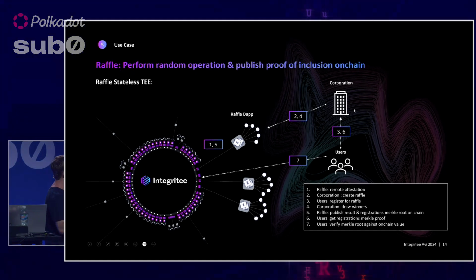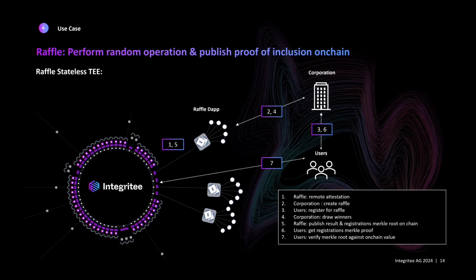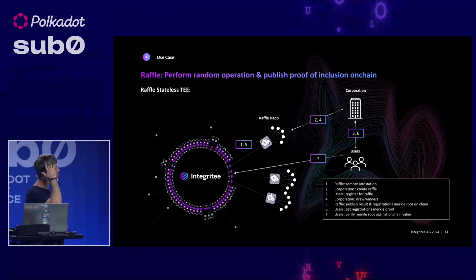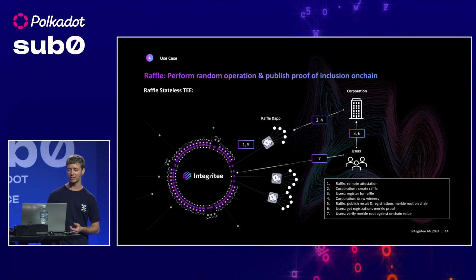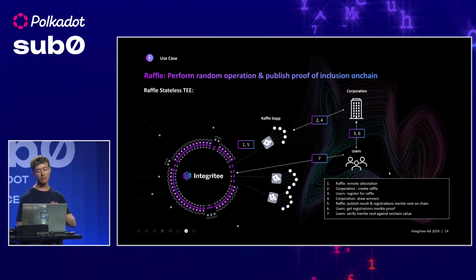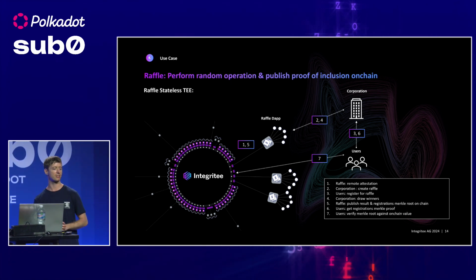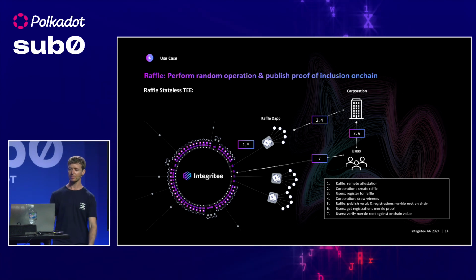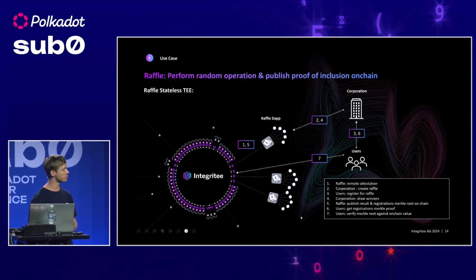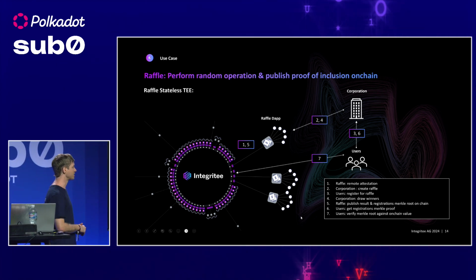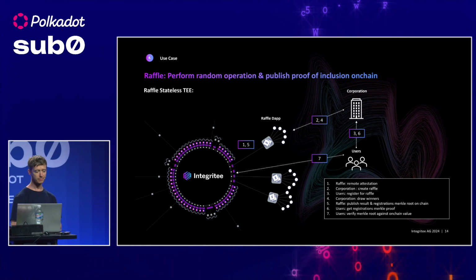So the users sign up with the corporation, and this corporation will at some point say, "Hey, please draw me 2 winners out of this input set that I'm providing you," and then the raffle dApp will on the fly perform this random permutation and draw the winners. And the cool thing is that the users never have to talk to the T. They can just talk to the corporation and tell it, "Hey, please give me a Merkle proof. I'm not sure if I was truly part of the set." And then they can verify the proof as before.